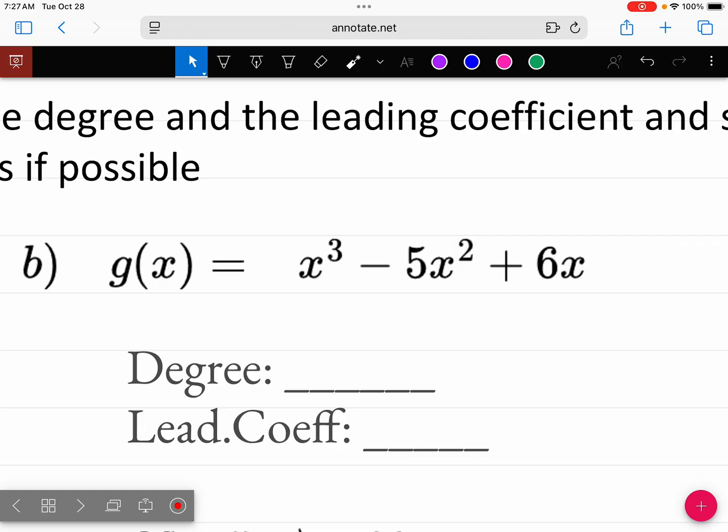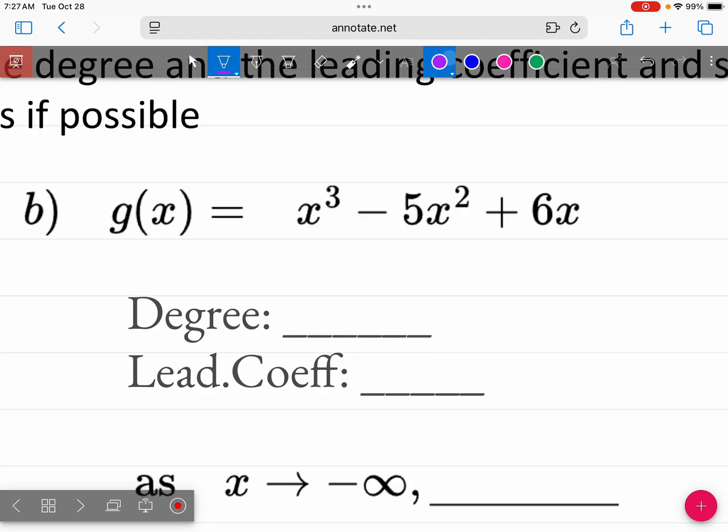So our g of x, which is x cubed minus 5x squared plus 6x. There are things we could do here. I could try and factor some stuff. I could get down to solutions. I'm not gonna though. All we need to do is find our degree and our leading coefficient so we can figure out what happens with our arrows. What is our degree?